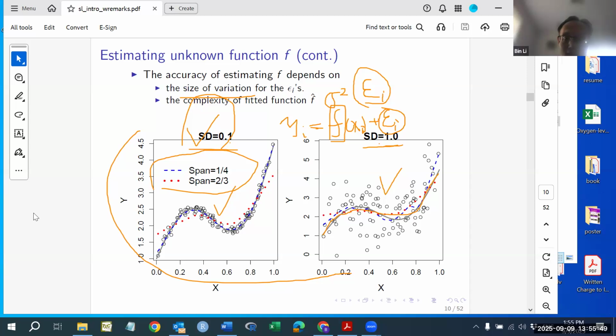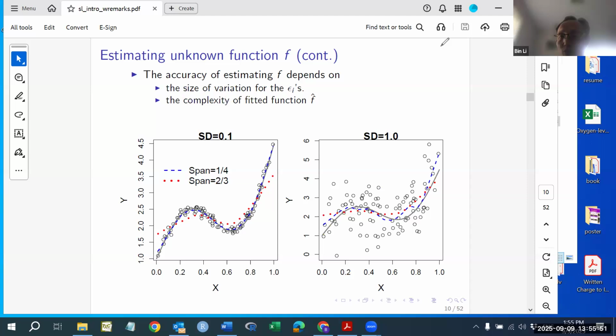Okay, so that's one reason. And also it can be affected by the complexity of the fitted functions. So you can see the span equal to 1/4 has more flexibility and is more complicated compared to the span of 2/3. So that's why the blue dash one fits better. So the complexity of the fitted function also affects the accuracy of the models.